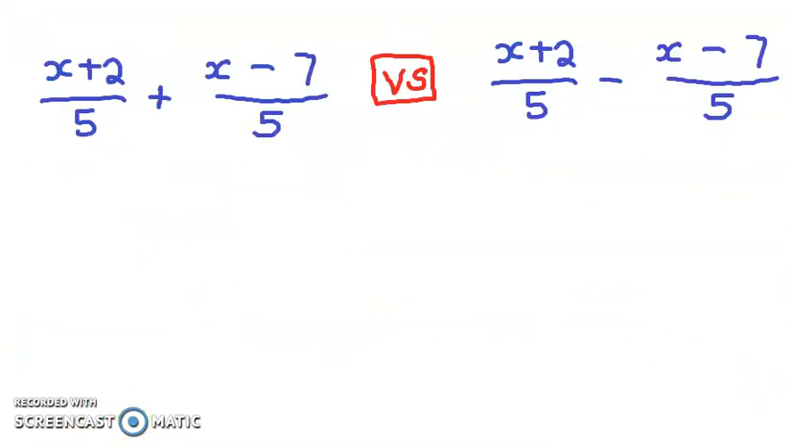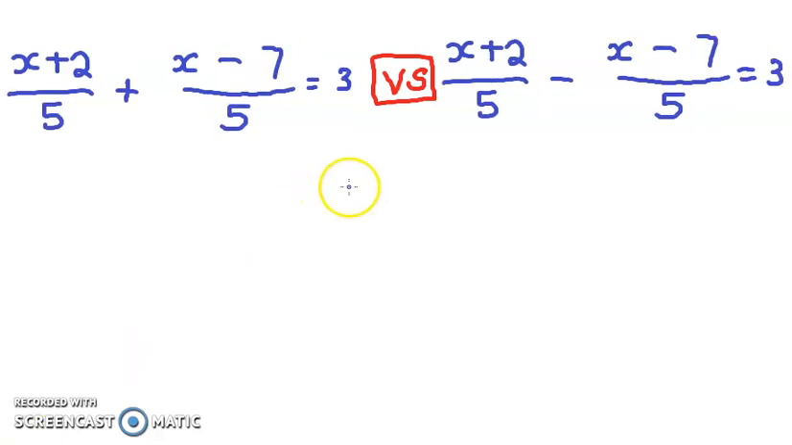Alright, so now we have another one. We need to solve this. Oops, I forgot to add this. Unlike the previous one where there's only one fraction, we have double fraction action going on. What's the difference between this whole thing and this whole thing? If you observe closely, this one is addition and this one is subtraction.